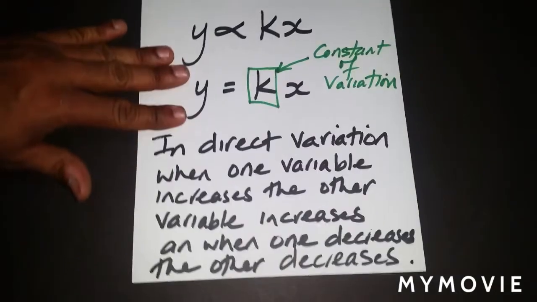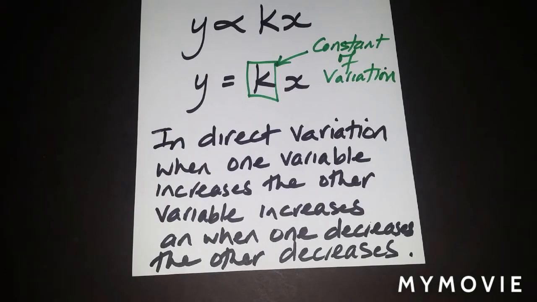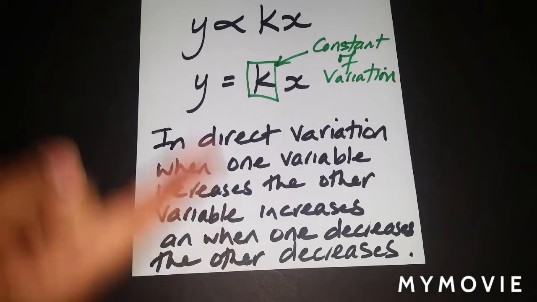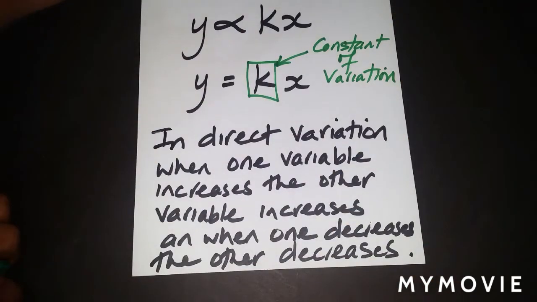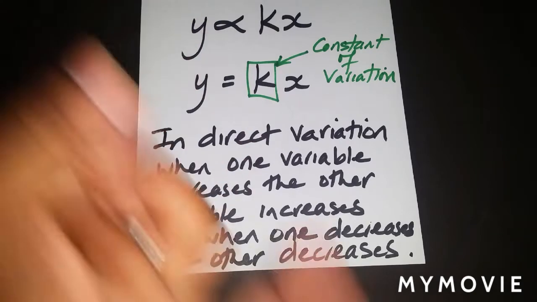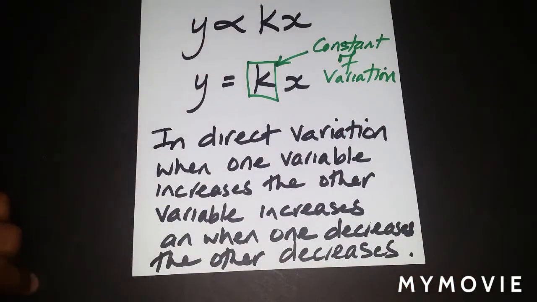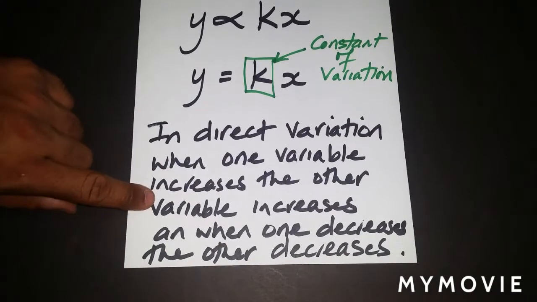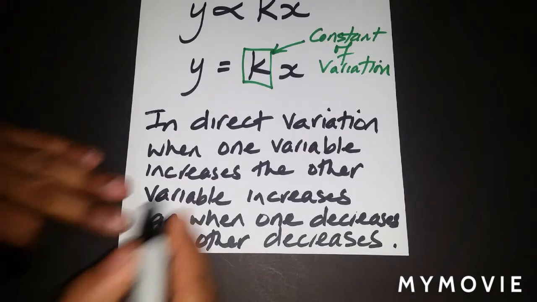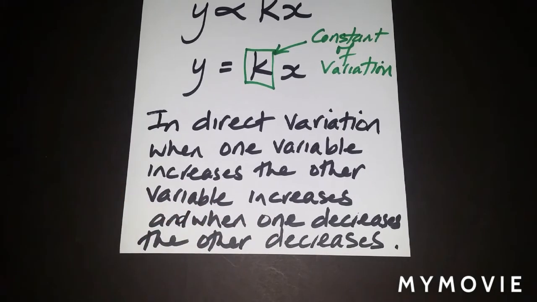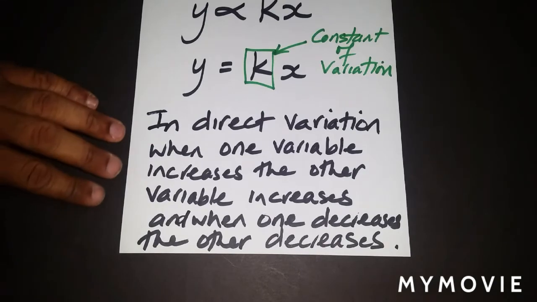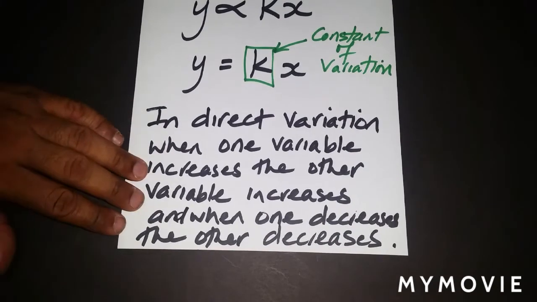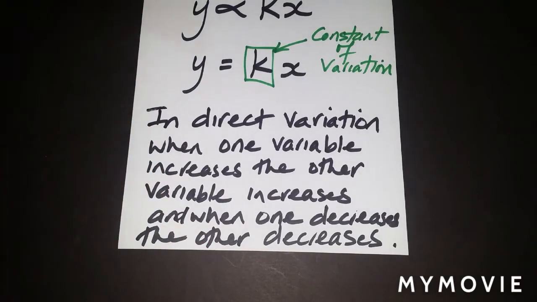What do we mean by direct variation? In direct variation, when one variable increases, the other variable increases. So if one variable goes up, then the other variable must go up as well. All right. So in direct variation, when one variable increases, the other increases, and when one decreases, that means when one variable decreases, the other variable also decreases. So when one variable goes down, the other goes down as well.